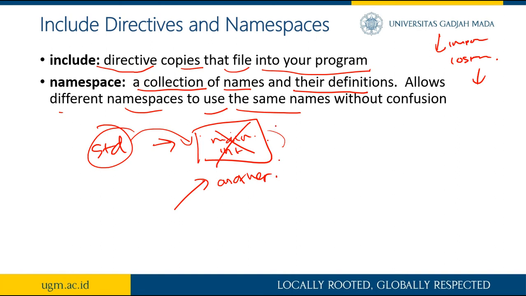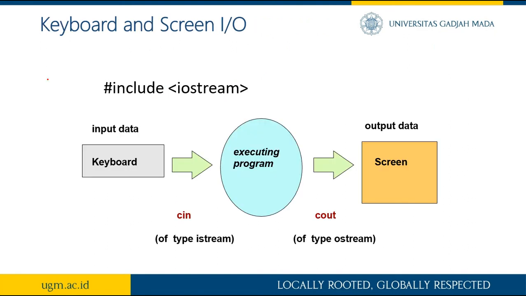But if we want to create something new, for example, I don't want to use main, I want to create something else, then we can ignore the namespace because we want to create a unique name. I mean, a name that is already reserved can be used if we ignore the standard namespace.